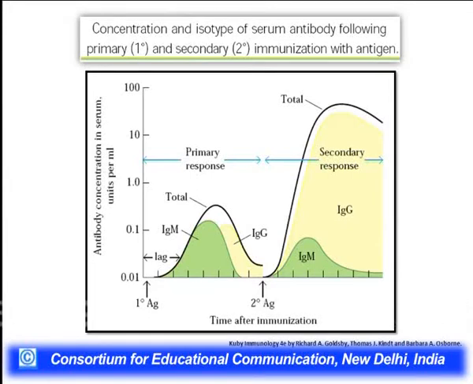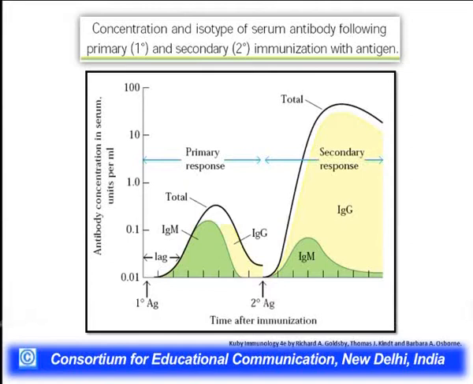Now, when a primary infection occurs, IgM is produced, meaning antibodies specific to these particular antigens are produced. Subsequently, over a period of time, IgG antibodies are produced, and as the second infection occurs, the IgM concentration decreases, but there is a large and expanded concentration of IgG, which characterizes the secondary response. So these are basically the primary and the secondary immunization with the antigens.